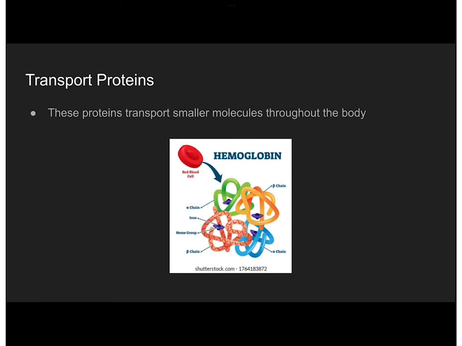Other proteins are meant for transport, and they will transport smaller molecules throughout the body. The most well-known one, and the one that you will talk about in any college chemistry classes, is hemoglobin. That is a protein that is used to carry oxygen through your blood, and it uses a heme group, which you can see in my picture, and that's where the oxygen is carried. And you can see its 3D structure here in your picture.